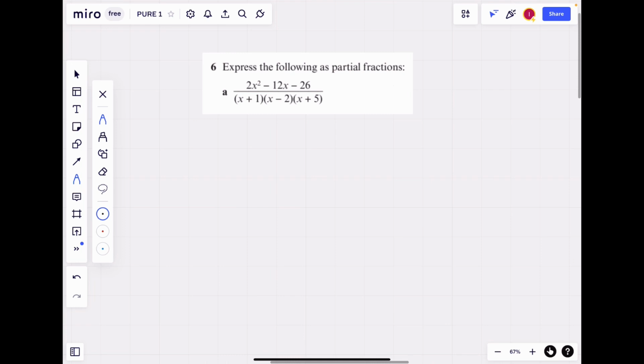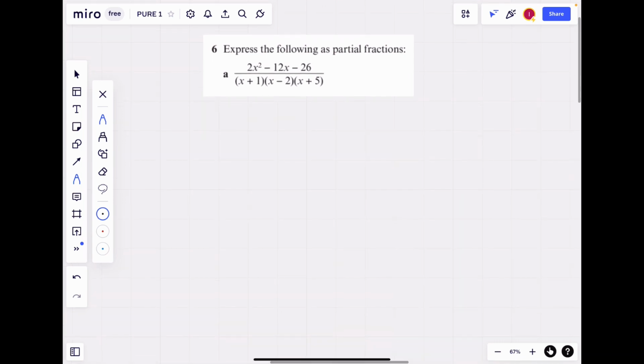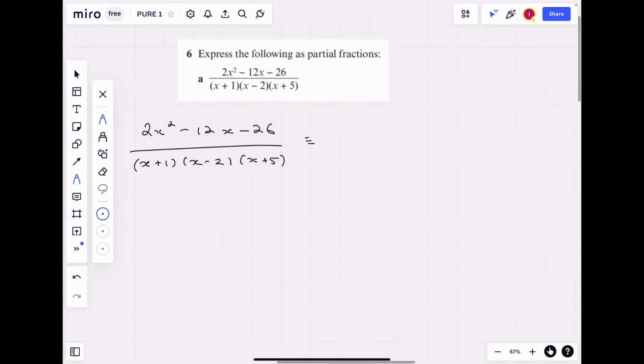Okay, so let's write our fraction as given in the question. And now let's have our separate fractions with the constants. So first is constant A with bracket number 1. Second is constant B with bracket number 2. Third is constant C with bracket number 3.